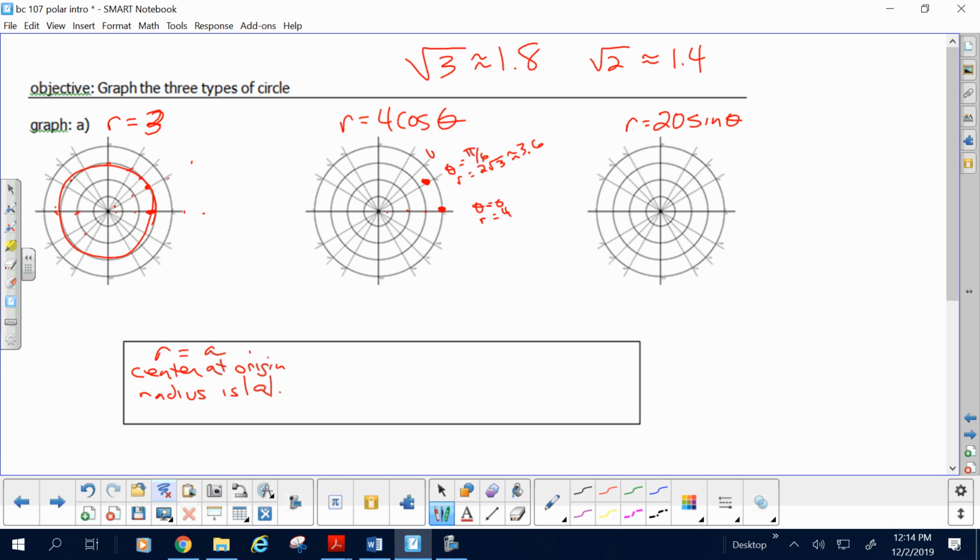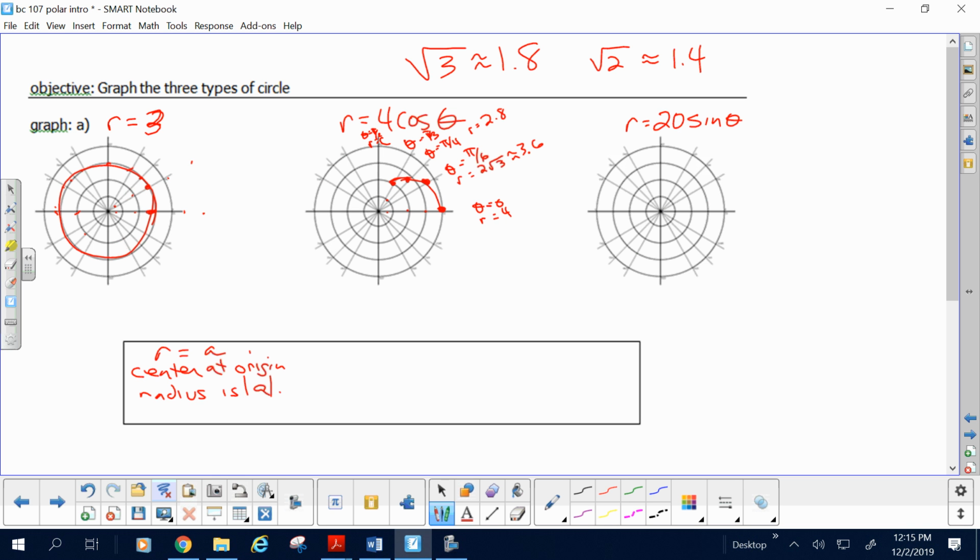At pi over 4, r is 4 times root 2 over 2, or 2 times root 2, which is 2.8. 1, 2, and not quite 3 rings out. Okay? Now, connect as you go. We're going out further and further, but as we turn, we're going out less and less far out. At pi over 3, what's r? 4 times a half, so 2, yeah? And what about at pi over 2? r is?